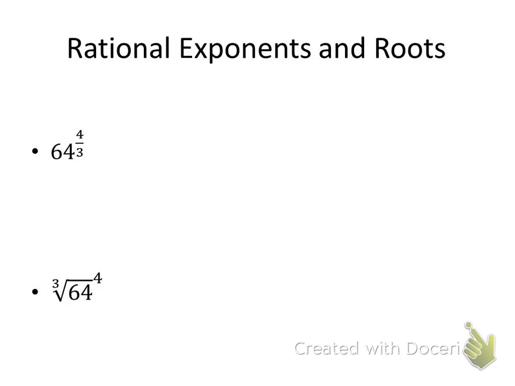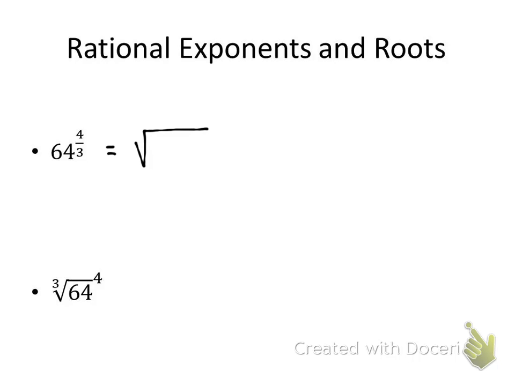So technically, when you see a fraction as an exponent, what they're asking you is the cube root of 64, then that answer raised to the fourth power. So it's what we have down here, the cube root of 64 raised to the fourth power. If someone were to ask you to write this in radical form, the denominator is always going to be the small number right here at the top of the radical sign.